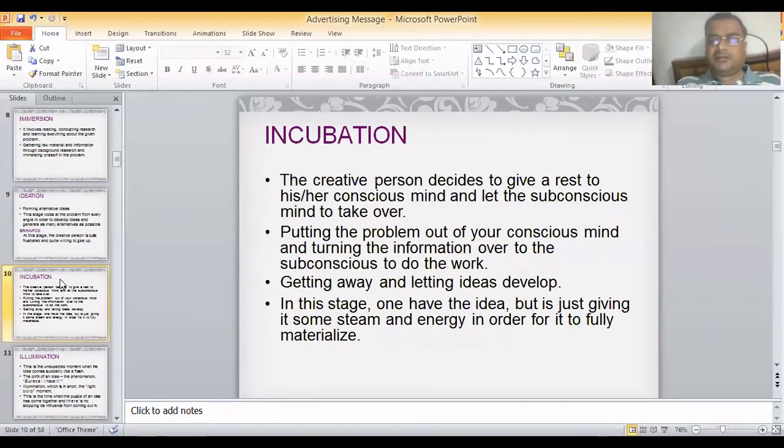Incubation is a stage where the creative person lets his subconscious mind take over, and you ask your subconscious mind to do the work, and you just let the ideas develop.